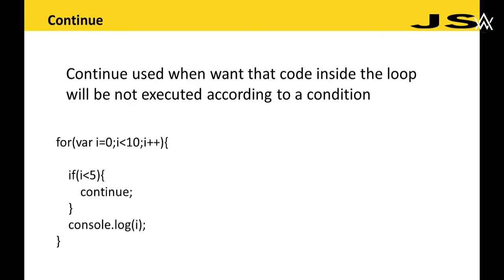So for example, I have this code: for var i equal to 0, i less than 10, i plus plus. In this condition, I say if i less than 5, continue, and I have a simple console log. Continue means, hey, if i is less than 5, don't execute this code, continue the loop. I will repeat: if I have this continue here and the condition is met, I say don't execute what's after, just continue the loop. So we will go and see an example.